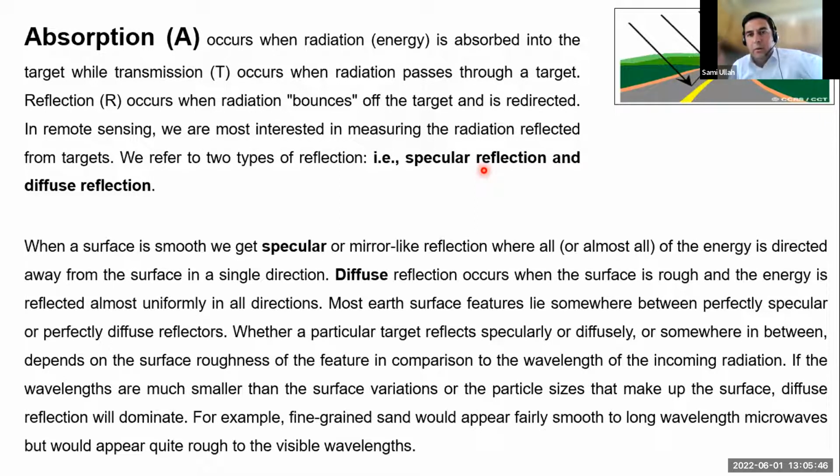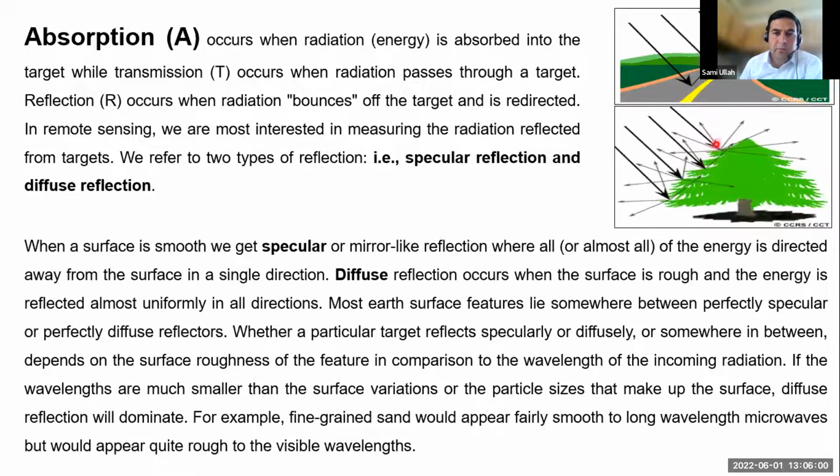The example is a road, specifically the smooth places. And also if you take the example of a mirror, the light comes and then reflects back in a single direction. That's a specular reflection. But in a diffuse reflection, the light is coming, for example, onto the canopy of a tree, and the light is redirected in different directions. That's a diffuse reflection.